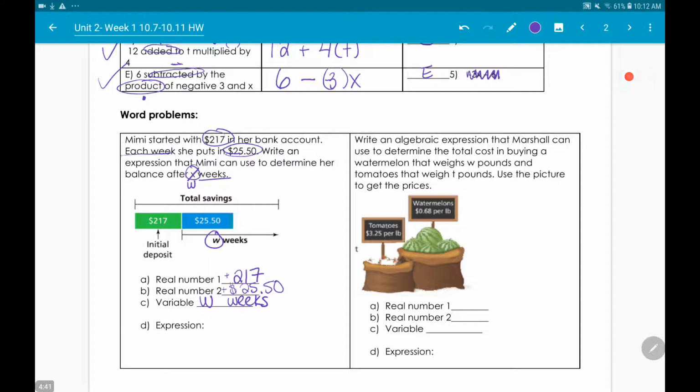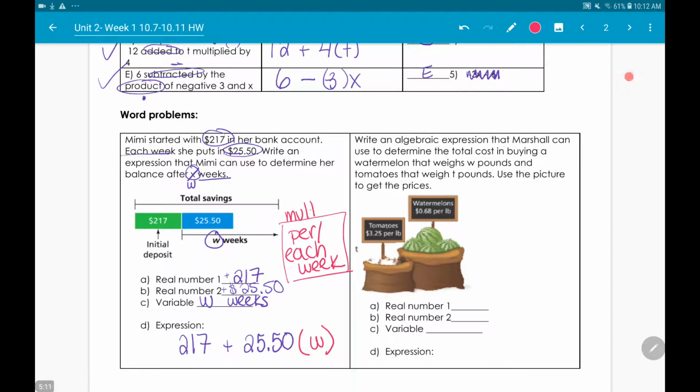All right, so our expression: she started with $217, and then every week she adds $25.50. But does that happen once or every week? We just said it happens every week, so that means multiplied by W. So whenever you see each week or per week, this implies multiplication. So this is our expression.